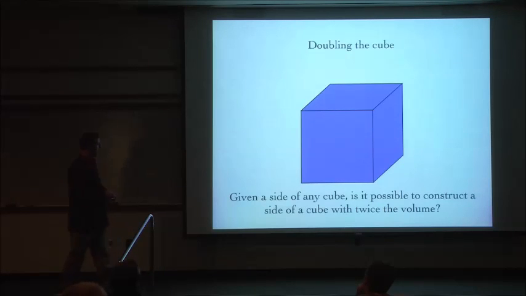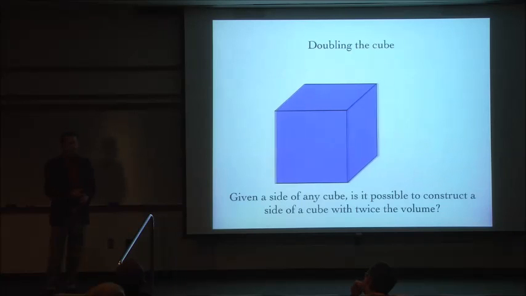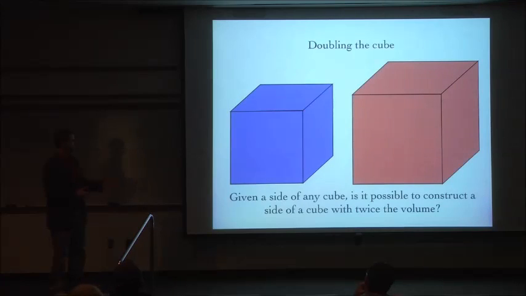So here, the problem is, we start with a cube. Obviously, if we're doing compass and straight edge things, we can't do 3D things. So we're really focusing on the side of a cube. If we're given the side of any cube, is it possible to construct the side of another cube where that second cube has twice the volume? So here's our cube here. We want to construct the side length of this cube with twice the volume.